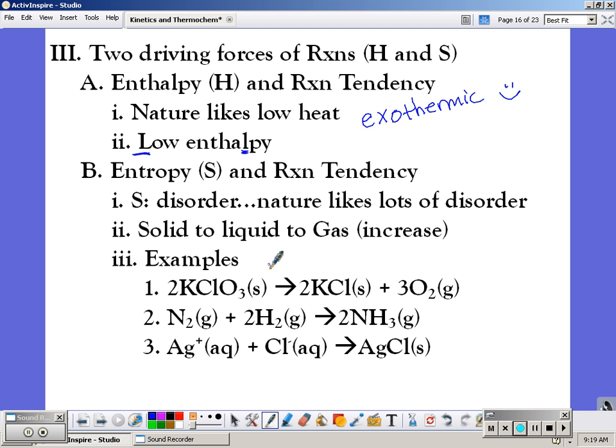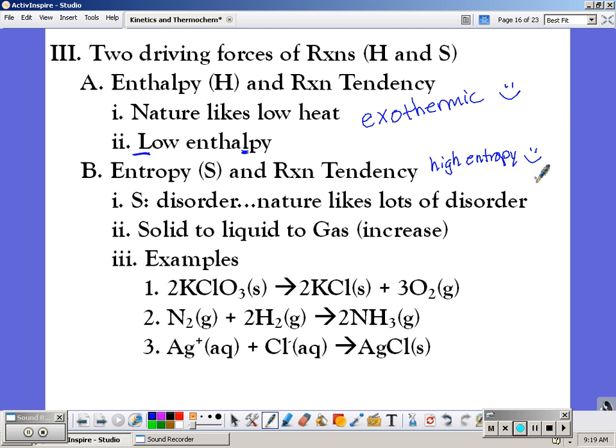Entropy is the second thing that we have to take into account. Entropy is symbolized by the capital S, and it simply means disorder. Nature likes disorder. So nature likes high entropy.